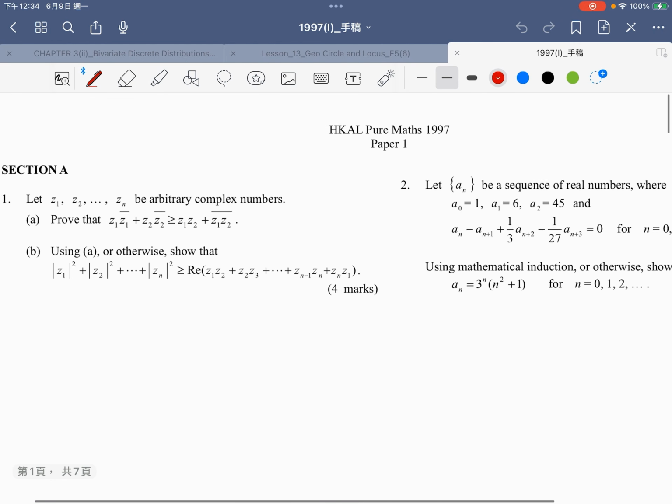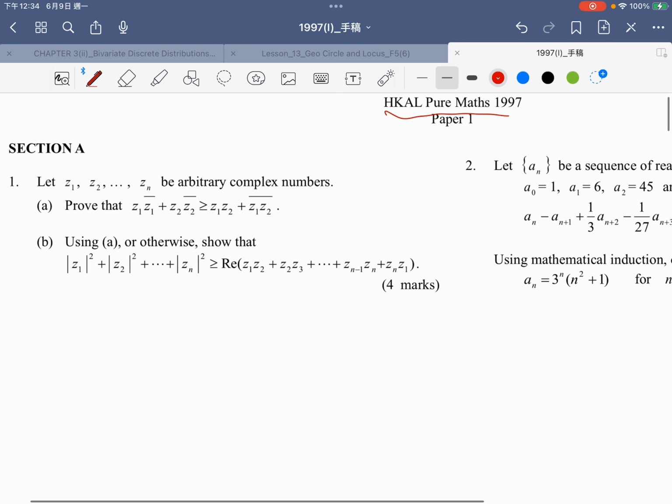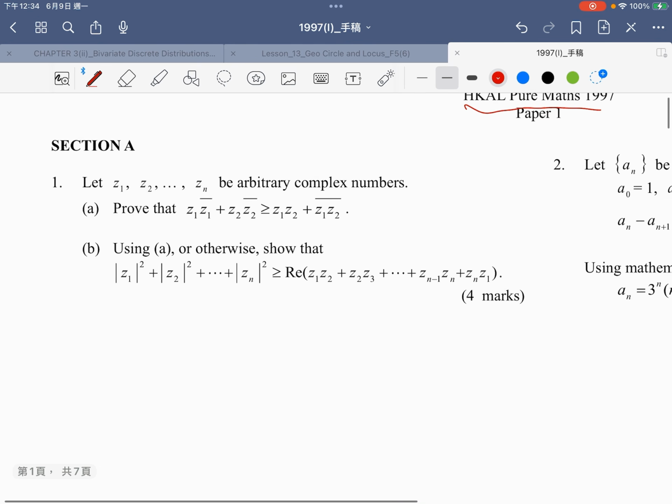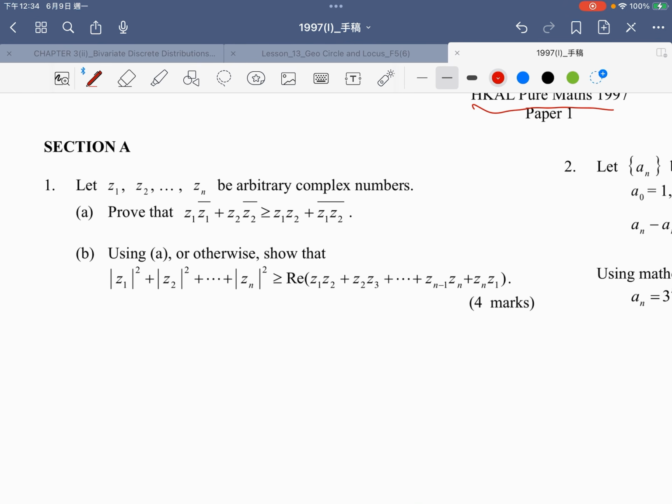It should be A-level pure math, 1997, sorry. And this is question 1. This question is about complex numbers.